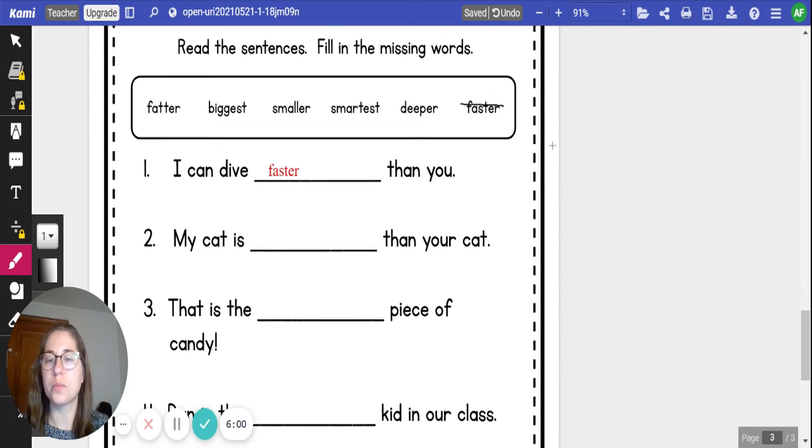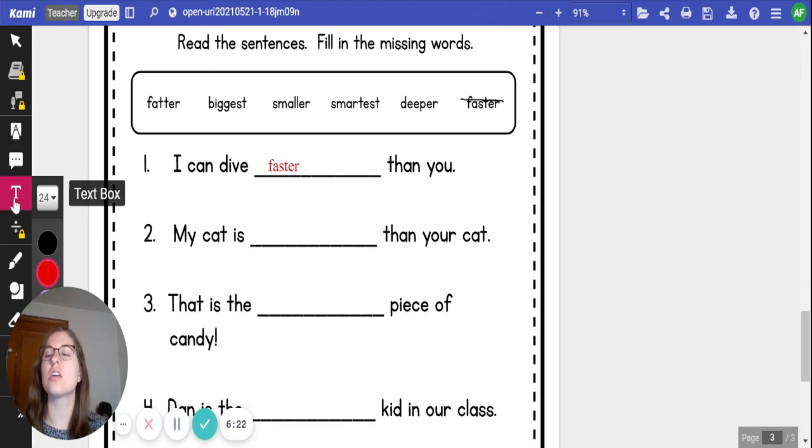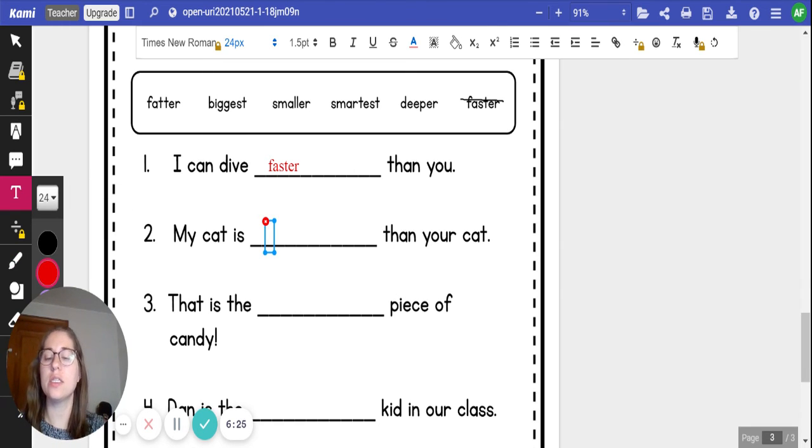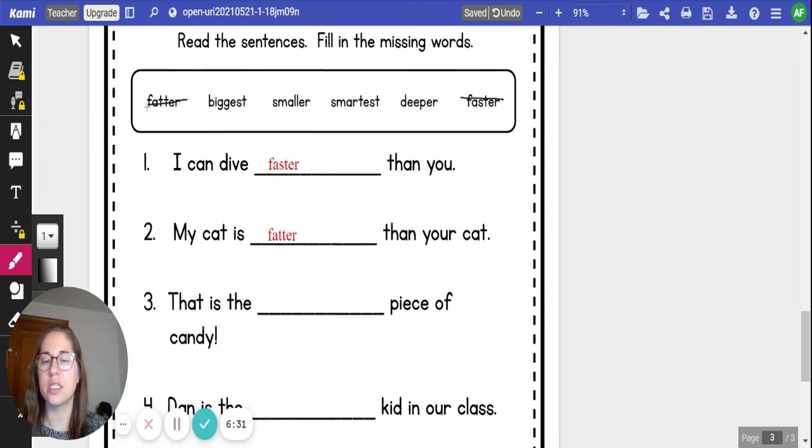than you. Number 2, my cat is blank than your cat. Comparing one cat with another cat, so we're comparing two things, so I know that's an ER ending. Fatter, biggest, smaller, smartest, deeper. I'm going to say fatter. A lot of cats tend to be fat. My cat is fatter than your cat.